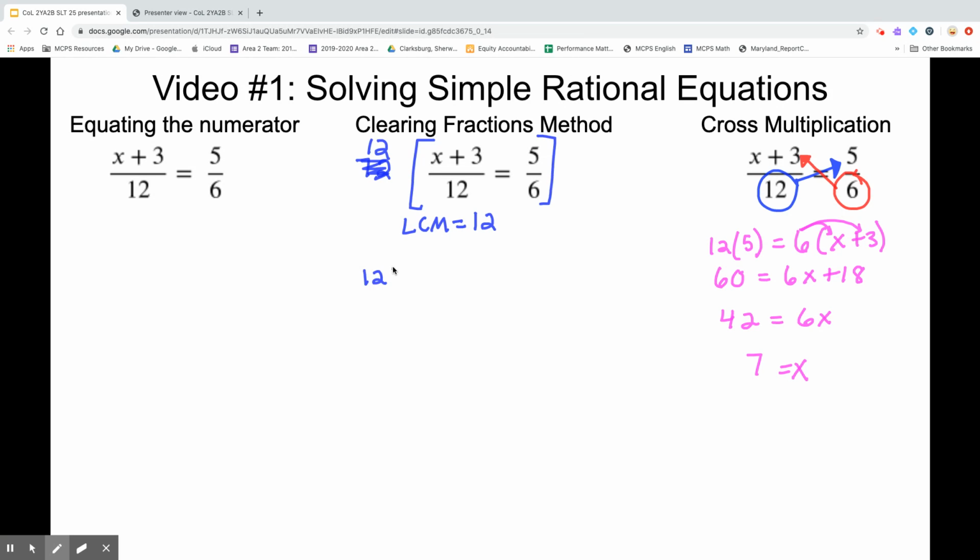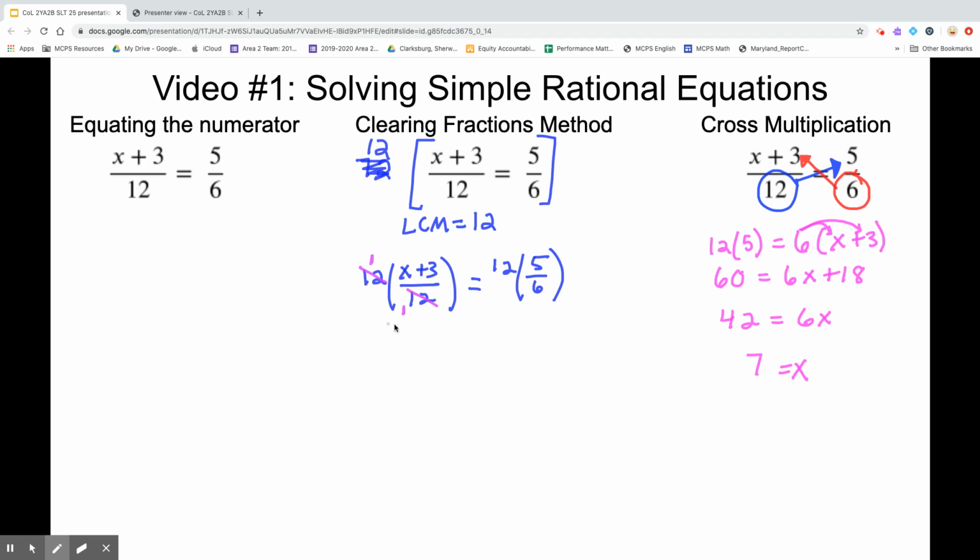So I have 12 times x plus 3 over 12 equals 12 times 5 sixths. So now I'm going to simplify before I actually start distributing. So I have a 12 in the numerator and a 12 in the denominator. 12 divided by 12 is really just 1.